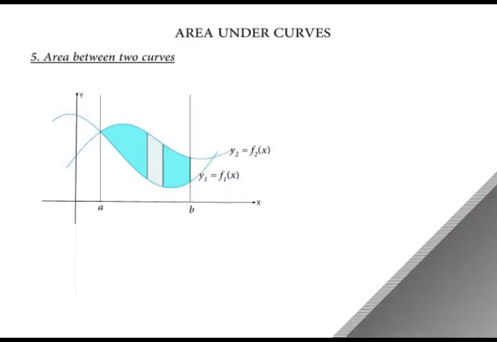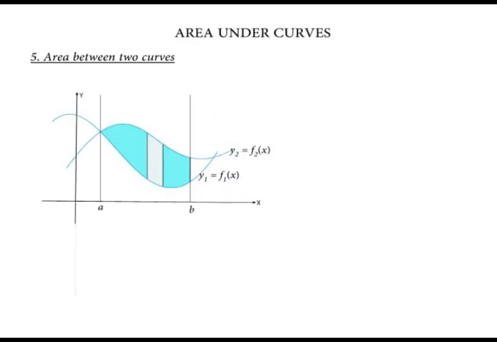Next, area between two curves. Now, consider two graphs, y1 equal to f1(x) and y2 equal to f2(x). We want to find the area between the two curves, and the lines x is equal to a and x is equal to b. Think about it this way.